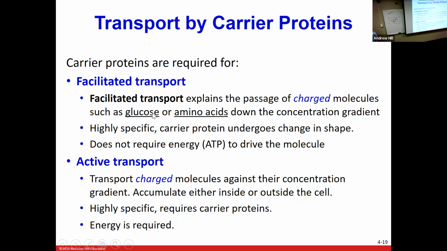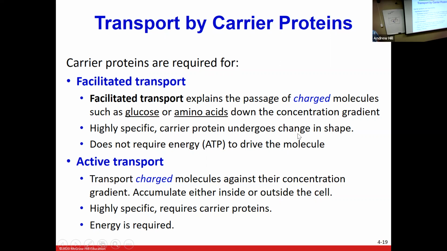So glucose, in quotes, wants to move down its concentration gradient from outside to inside, but it's prevented from doing so because it's a polar molecule. It's a relatively large polar molecule, a 6-carbon sugar with a bunch of hydroxyl groups, the OH groups, that make it polar. So we talked about this earlier. We have the glucose transporter, right?